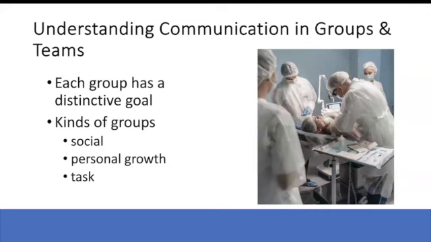Now, in a group or a team, each group has its distinctive goal, whatever that is. It's something at work, a team playing a sport, a group of students trying to finish their group project, right? They have a goal. And there are different kinds of groups. Some of the groups that exist are social groups. So you have a group of friends that gets together and you exist to support each other and to share your life and your activities, to have fun, to support each other through hard times and so on, right?